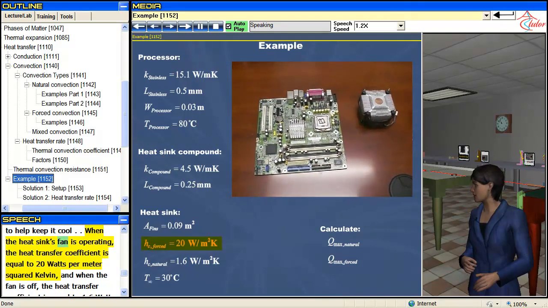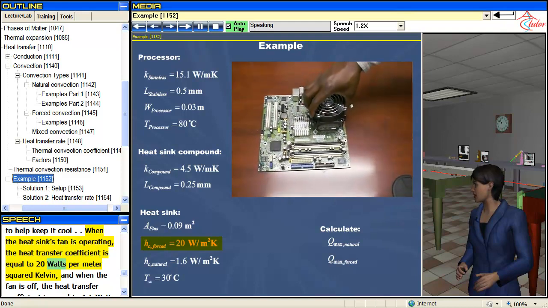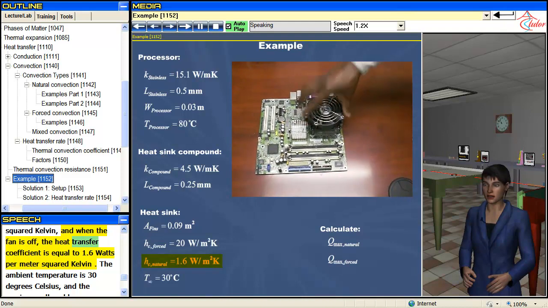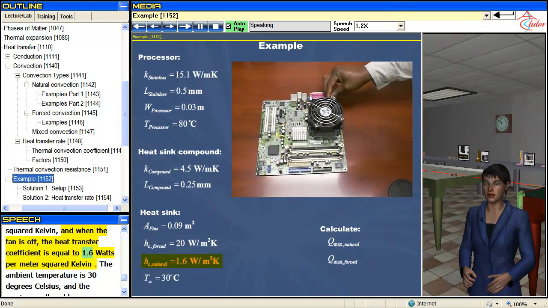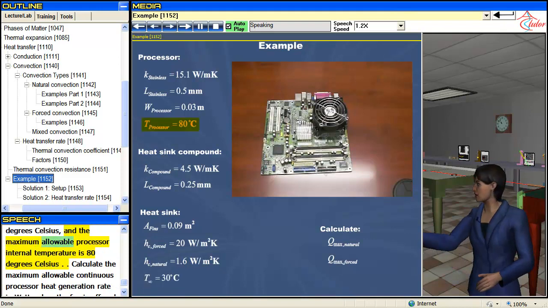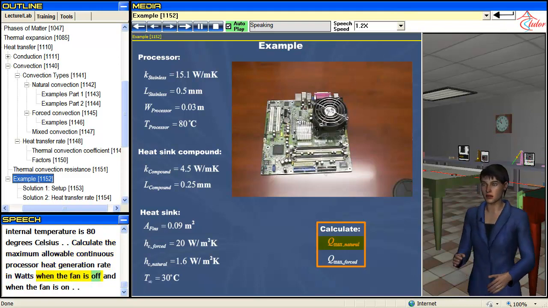When the heat sink's fan is operating, the heat transfer coefficient is equal to 20 watts per meter squared Kelvin, and when the fan is off, the heat transfer coefficient is equal to 1.6 watts per meter squared Kelvin. The ambient temperature is 30 degrees Celsius, and the maximum allowable processor internal temperature is 80 degrees Celsius. Calculate the maximum allowable continuous processor heat generation rate in watts when the fan is off and when the fan is on.